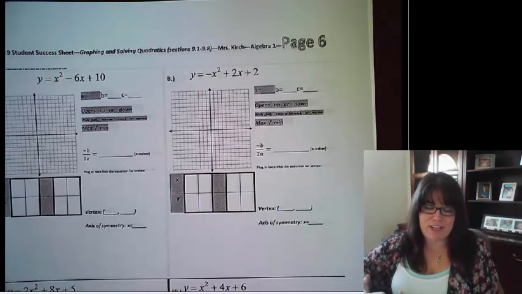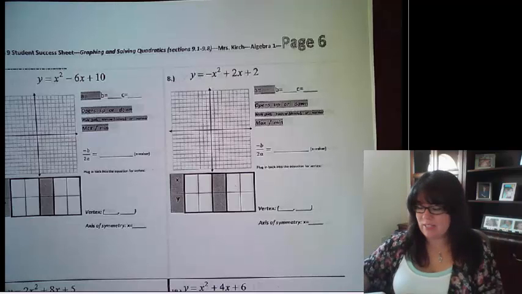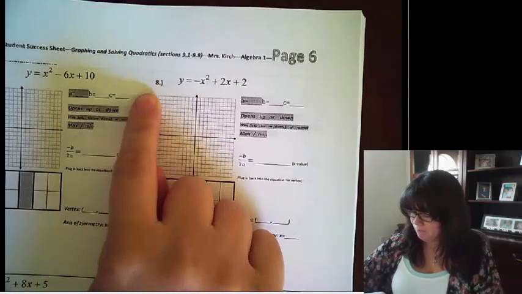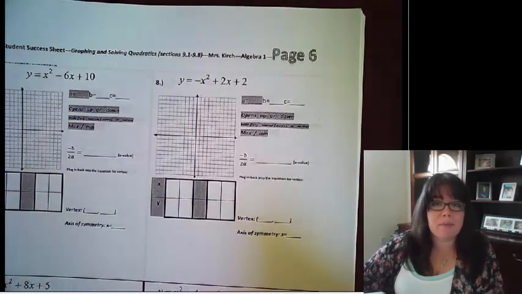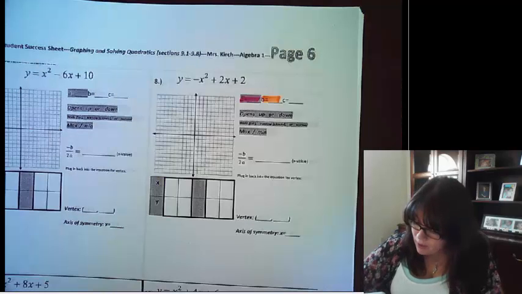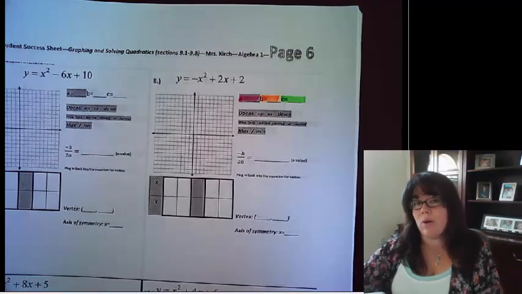Parabolas can be kind of tricky. There are a lot of steps involved, so let's do a few more examples together. We're going to take a look at number 8 on page 6 of your packet. The first thing you want to do anytime you're graphing a parabola is identify your A, B, and C. And we'll find those numbers straight from our quadratic equation.